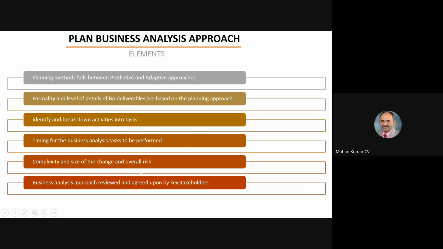Business analysis approach reviewed and agreed upon by key stakeholders. Whatever approach you take, whether you conduct interviews, focus groups, or any other discussions, your stakeholders should accept that. Business analysis approach reviewed and agreed by stakeholders.